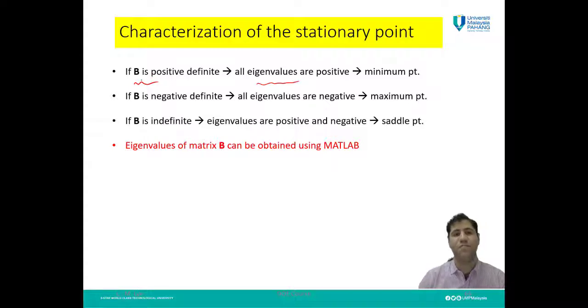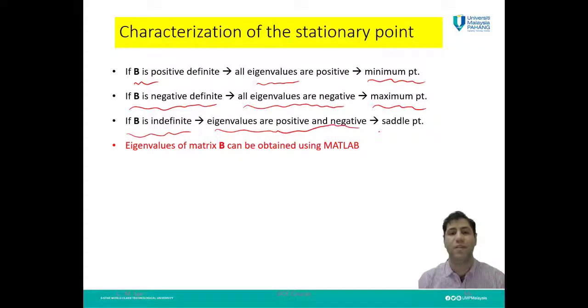But generally, if B is positive definite and all eigenvalues are positive, we have a minimum. If B is negative definite, all eigenvalues are negative, we have a maximum. And if B is indefinite, eigenvalues are positive and negative, then we have a saddle.